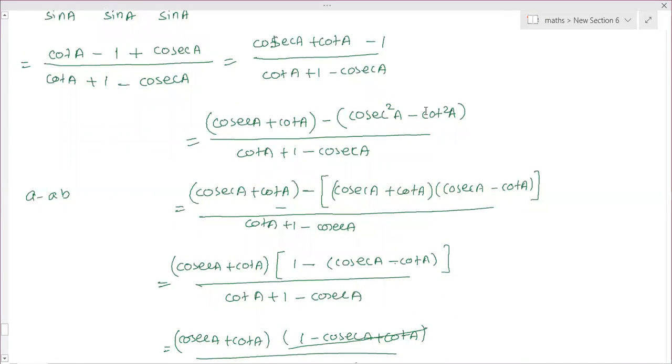So here cosec square minus cot square is in the form of a square minus b square, so we have written a plus b into a minus b. And then we have taken the common factor. What is the common factor? This full bracket is common. Cosec plus cot is common in both the terms, so we have taken that common. That is what we need actually. And then the left out terms inside the bracket. So this bracket and this bracket get cancelled.